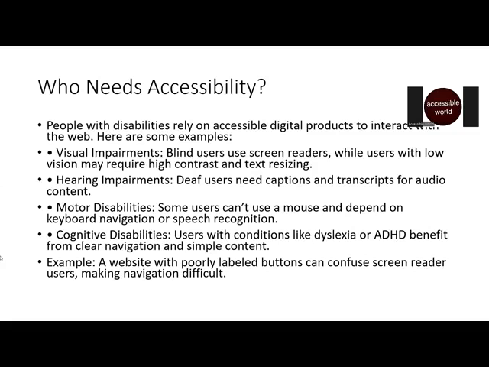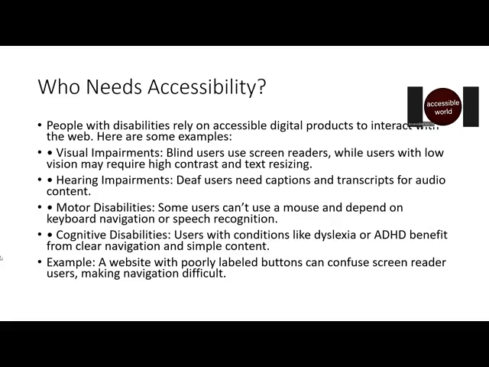So the website application needs to be accessible for screen reader users. Also, there are low vision users, who will depend on magnifiers. And there are some hearing impaired, deaf users. For them, the captions and transcripts need to be provided in the websites and videos.